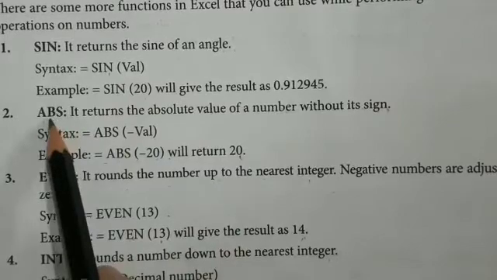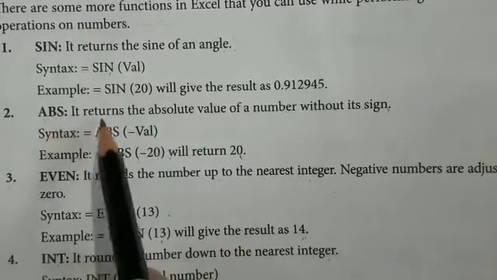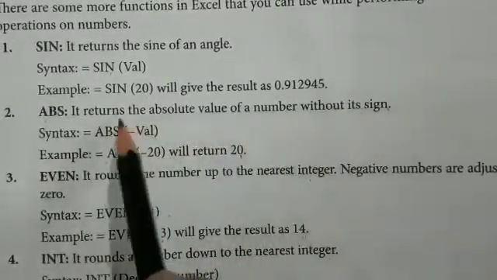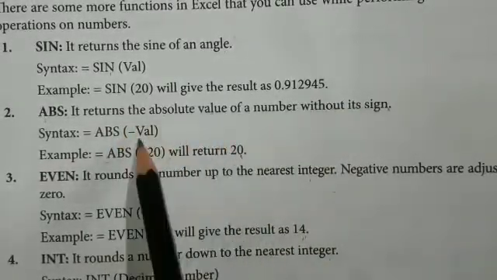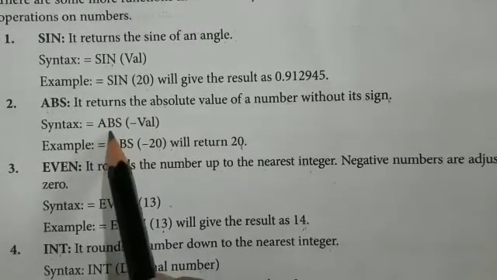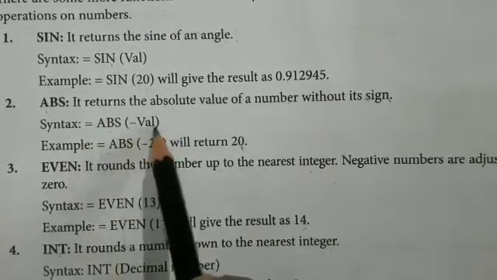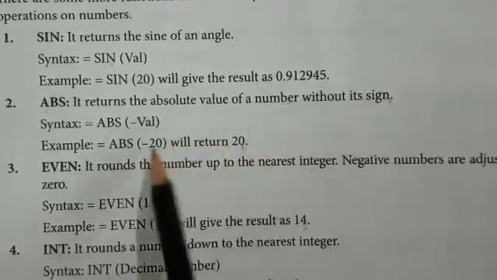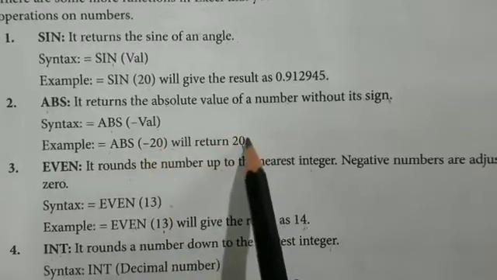Absolute function is written as ABS. It returns the absolute value of a number without its sign. It means it returns the positive value of the number. Equal ABS in the parentheses a minus value. If given minus 20, it will give 20. If you write 20, it will also give 20.